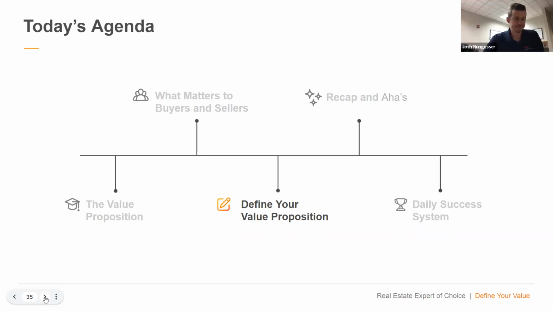All right. So the average person can think of 3 brands of toilet paper, and the average person can think of 3 realtors' names at the drop of a hat when you ask them. You just want to be one of those 3. How can you do that? Define your value proposition. What's in it for me if I work with you?